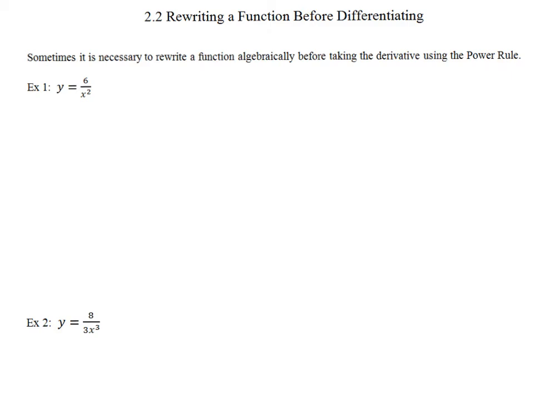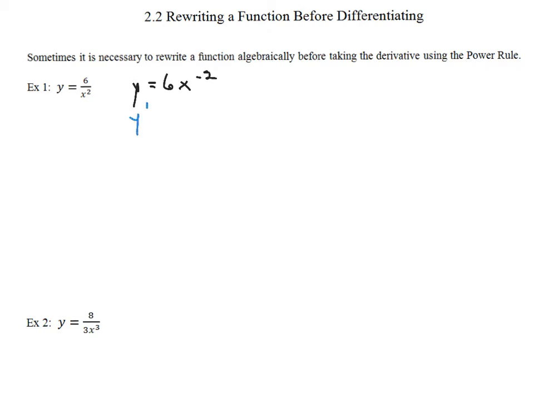In example number 1, we have y equals 6 over x squared. So before we can use the power rule to take this derivative, we are going to rewrite it. So we're going to say this is the same as y is equal to 6x to the minus 2. When I rewrite the function in that form, I see that now I have a variable raised to a power, so I'm going to use the power rule.